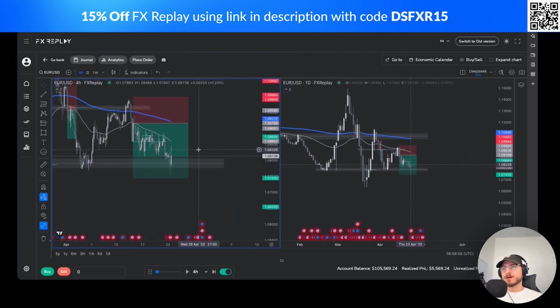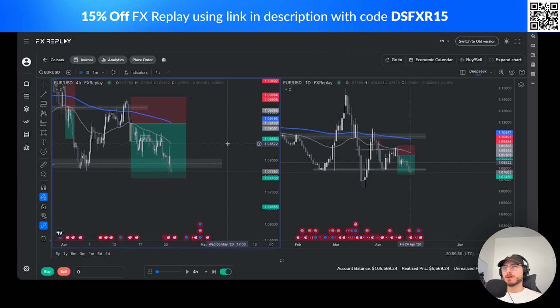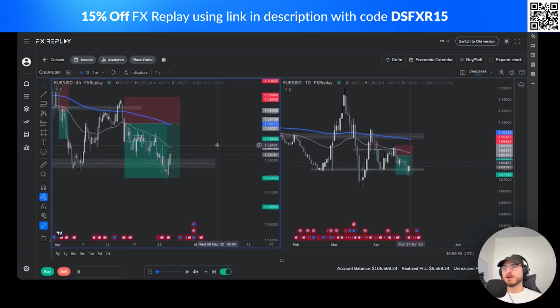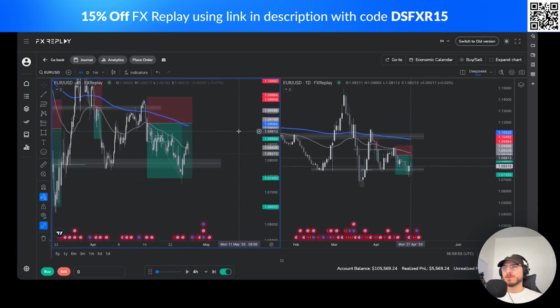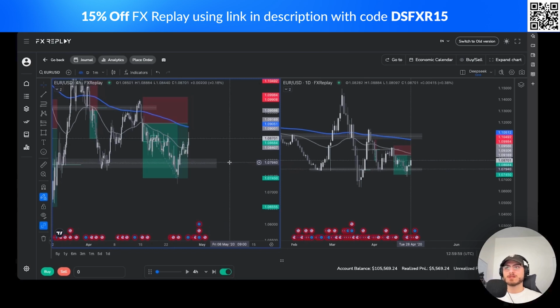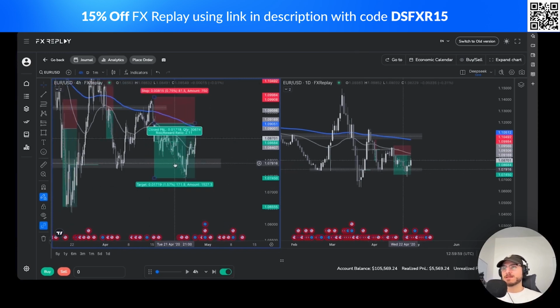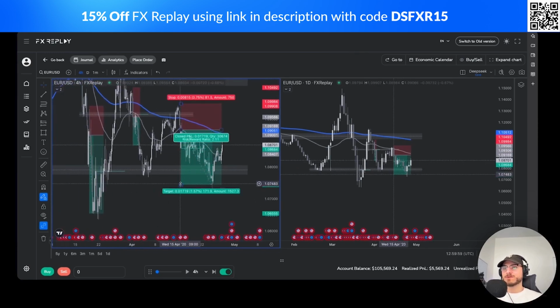We got stopped here at break even. Let's see what would have happened. Yeah, it would have hit our target, but then it is reacting right from that support. So anyways, that's basically it for the trades so far that we took.